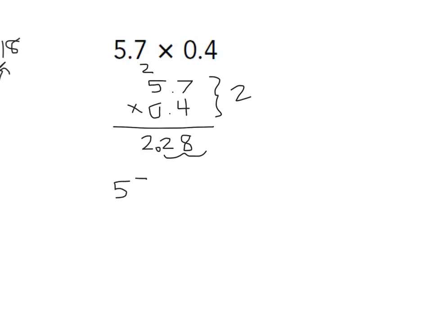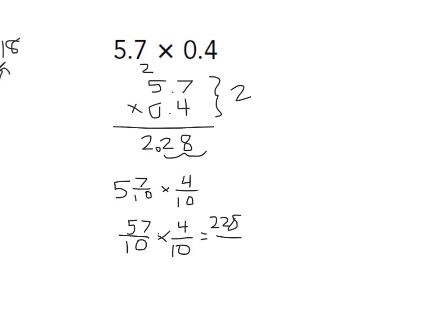If I want to check it, I could. 5 7/10 times 4/10. This becomes 57/10 times 4/10. 57 times 4 is 228, and 10 times 10 is 100. And if I simplify that, that's 2 28 hundredths. And this is also 2 28 hundredths.